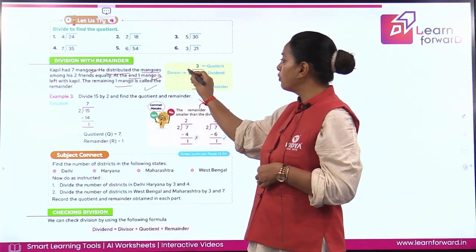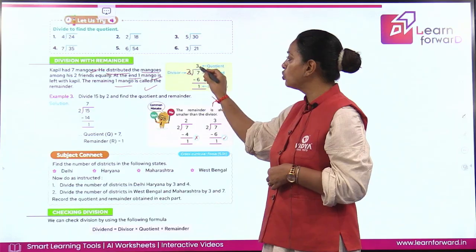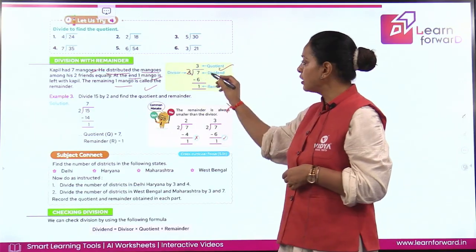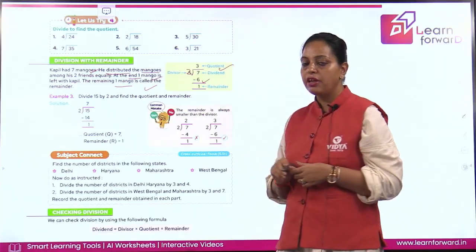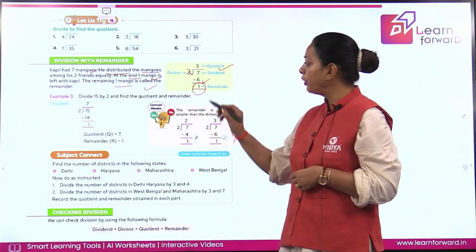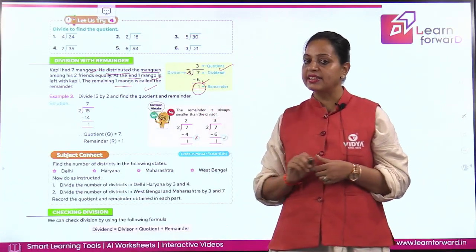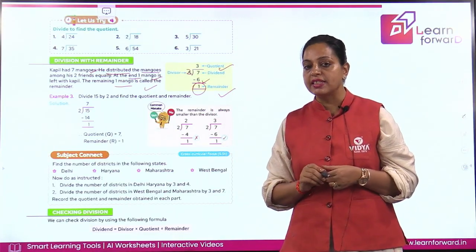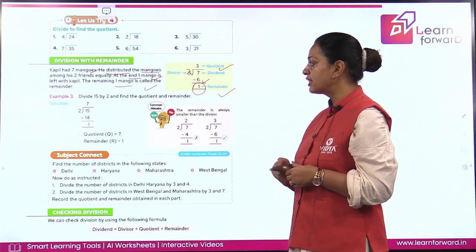See, हम 7 को 2 से divide कर रहे हैं. You know 2 3s are 6. So 3 is the quotient. 6 को हम लिखेंगे 7 के नीचे, minus करेंगे. We are getting 1. अब 1 को हम further divide नहीं कर सकते 2 से. Okay. So 1 is the remainder. Okay, I hope this is clear to you.